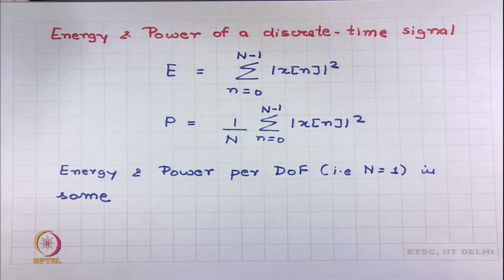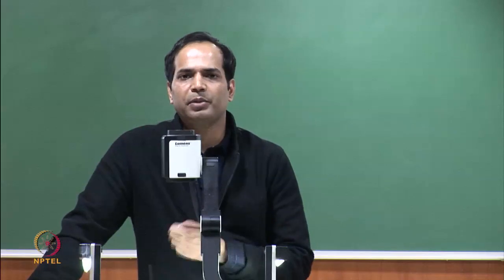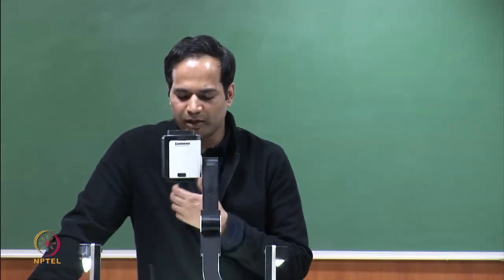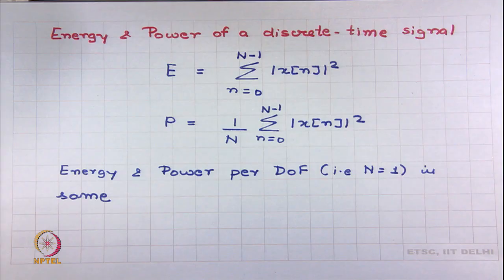Now, one thing that you need to know is when we are talking about per degree of freedom, that means per sample. If you are talking about per sample, then N is 1 and the energy and power per degree of freedom is the same. In discrete time signals, we do normalization. The time duration of the samples is considered to be unity. When we are talking about degree of freedom, we invariably mean that we have a discrete time signal probably derived from the continuous time signal. So, that is one thing that we have to keep in mind.